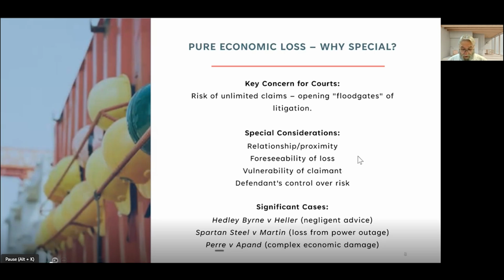And the vulnerability of the claimant. Obviously, if you take on the care of somebody who can't fully defend themselves, then of course there's more likelihood that you'll attract a duty to be careful in your interaction. And the defendant's control over the risk. If the defendant was partially involved, was able to judge his risk and take his own judgment on it, then there's less concern over finding a duty. So those are important characteristics when we come to look at some of these cases.